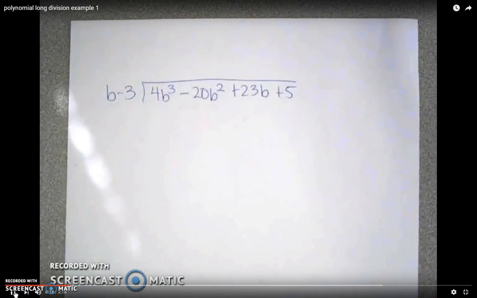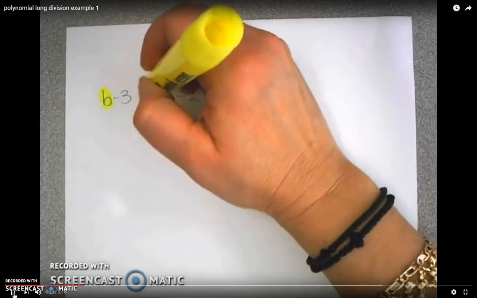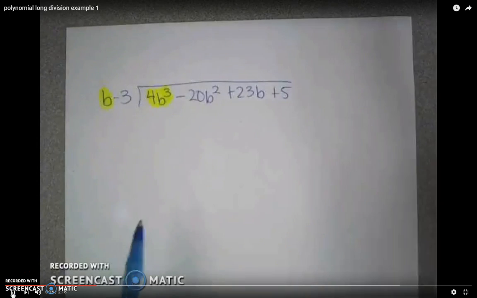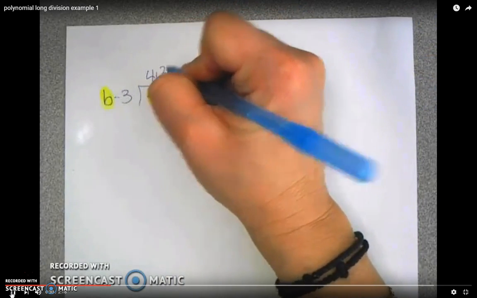I'm going to start by taking a look at the first term in the binomial and the first term in the polynomial that I'm dividing. And I want to see what do I need to multiply with b in order to get the product 4b cubed. And the answer to that is going to be 4b squared. So that's what I'm writing down.